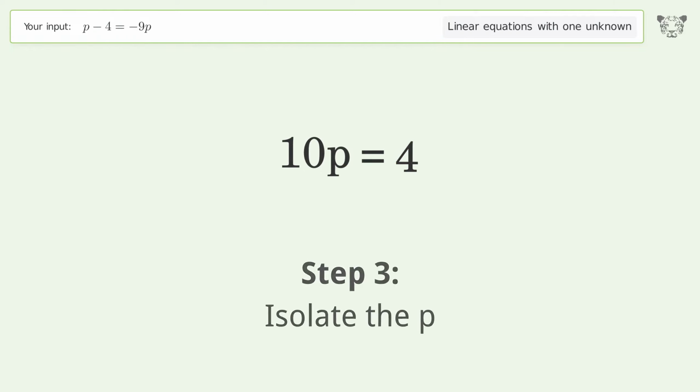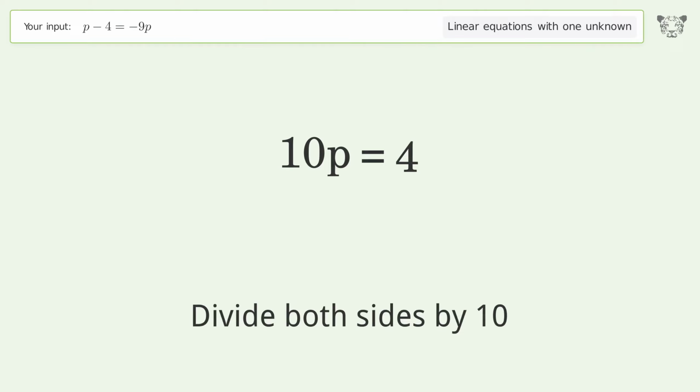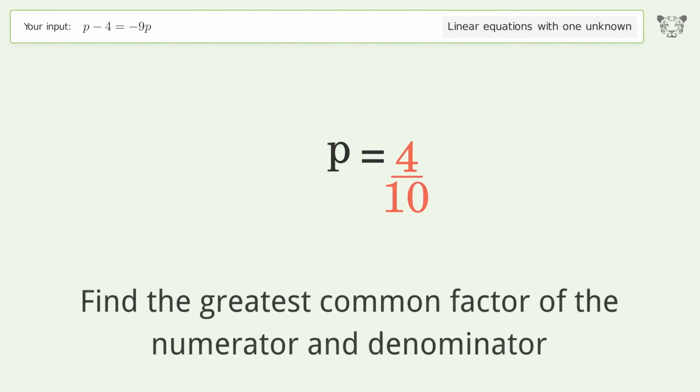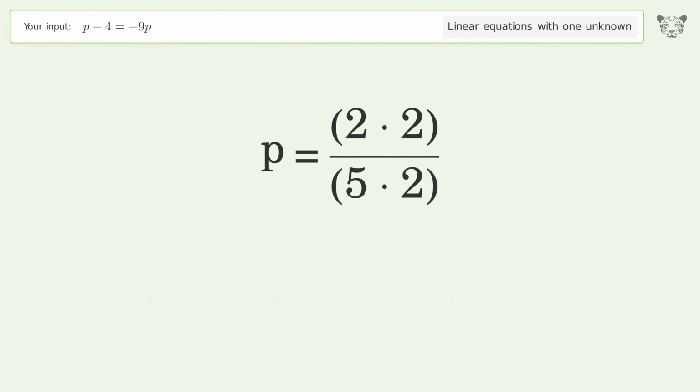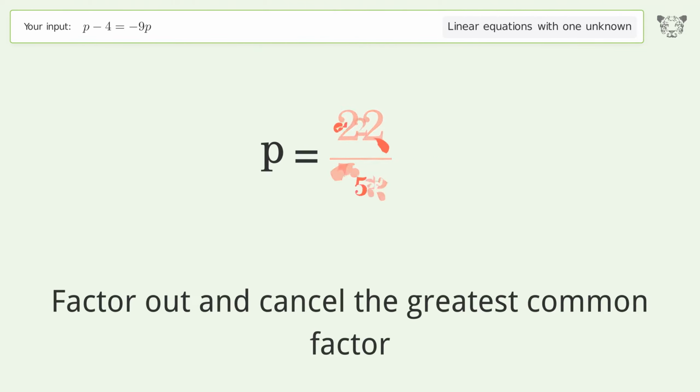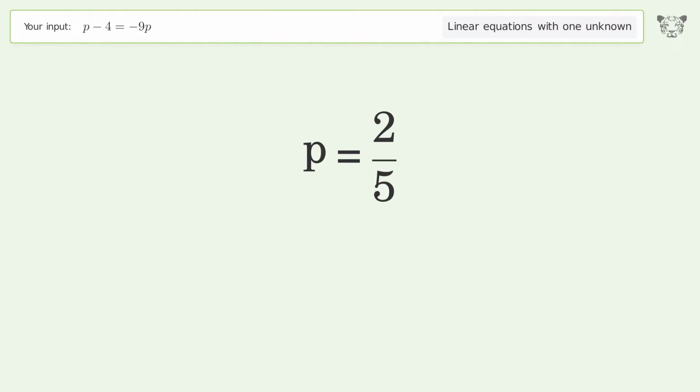Isolate the p. Divide both sides by 10. Simplify the fraction. Find the greatest common factor of the numerator and denominator. Factor out and cancel the greatest common factor. And so the final result is p equals 2 over 5.